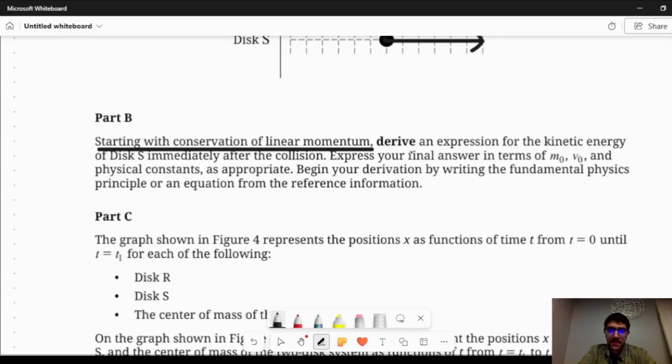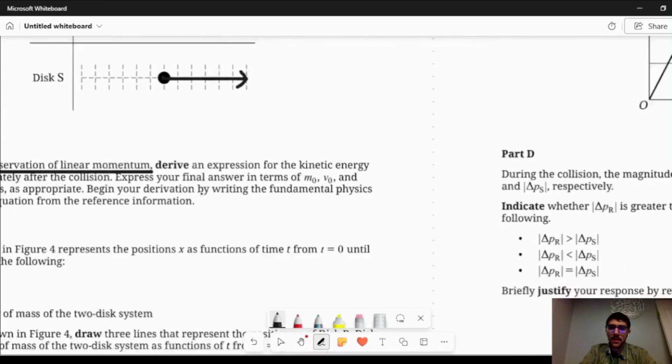To derive an expression for the kinetic energy of disk S immediately after collision. So disk S, we want its kinetic energy. Express your final answer in terms of m0, v0, and physical constants as appropriate. Begin derivation by writing a fundamental physics principle or an equation. It technically tells you that, but initially it told you to start with the conservation of linear momentum, so you follow what it tells you initially. So let's just do that off to the side.